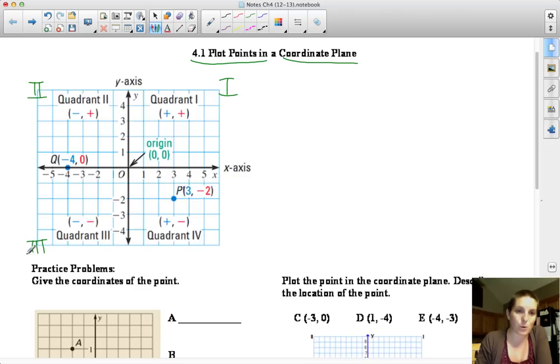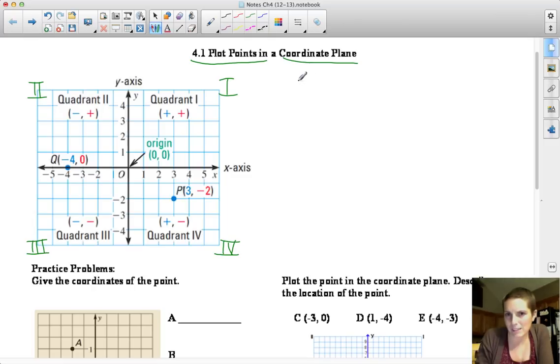In quadrant 3, you must use Roman numerals. If you don't, I will take points away. This third quadrant is where both x values and y values are negative. And in quadrant 4, the x values are positive while the y values are negative.